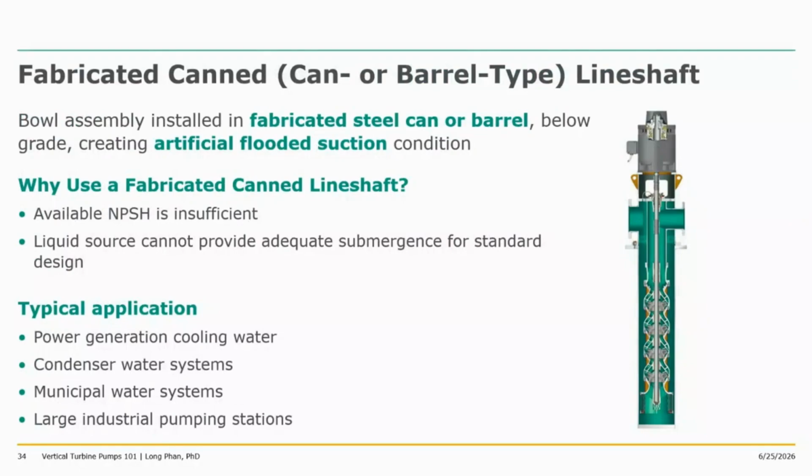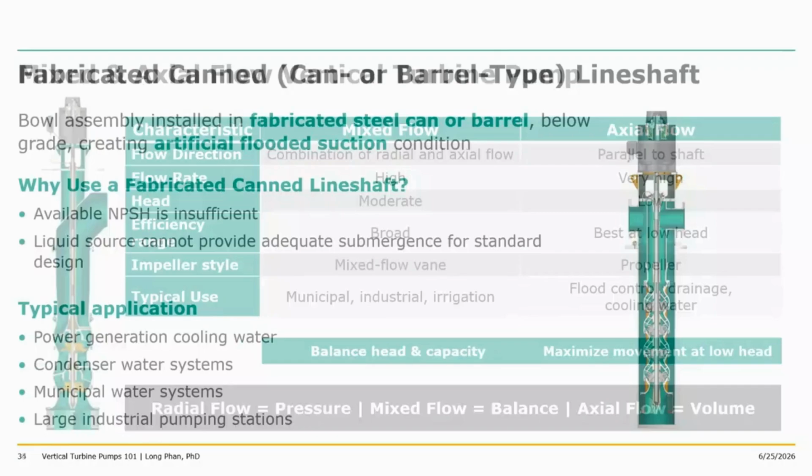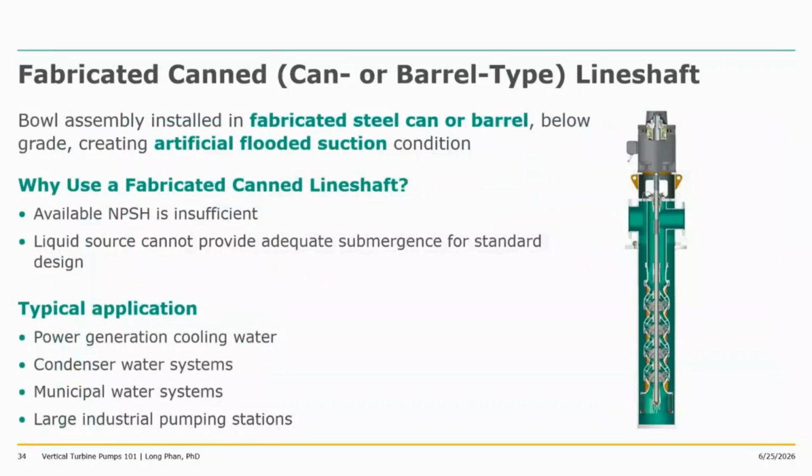The third subcategory within the line shaft turbine is the fabricated can line shaft turbine. When do we use fabricated can turbines?